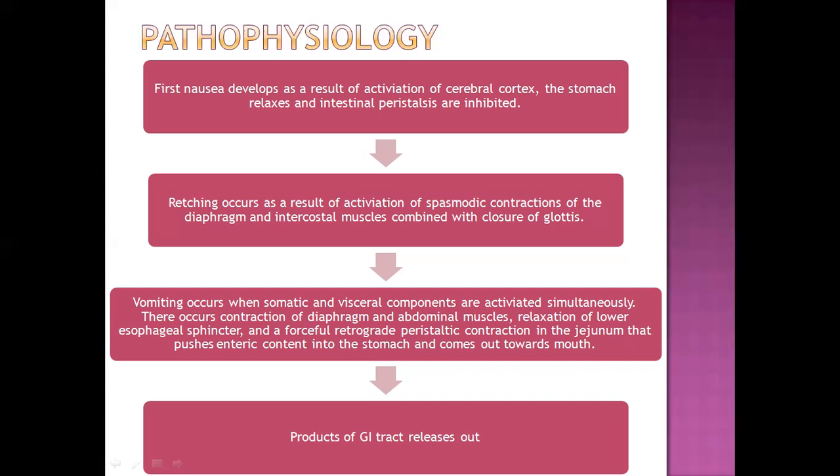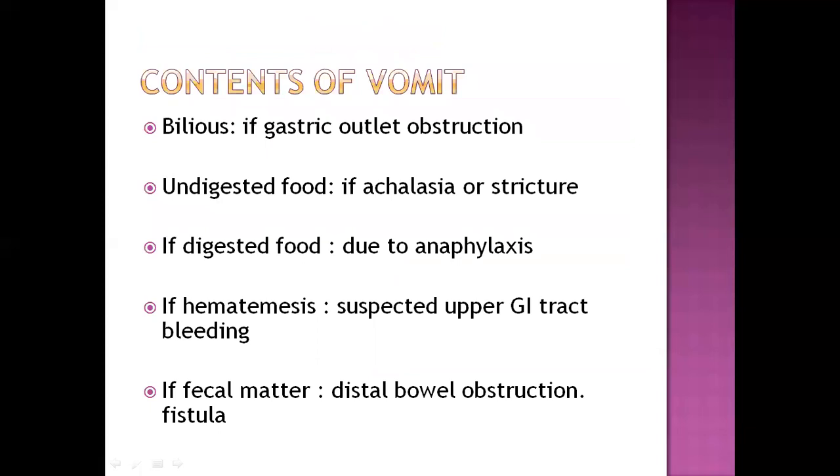The upper part of the GI tract, that is the epigastrium, the upper part of the abdomen, contains acid. So, vomit contains GI tract product along with acid. Contents of vomit are, first of all, bile, bilious. If there is gastric outlet obstruction, then the content is bilious. If there is achalasia or stricture, then the content is undigested food.